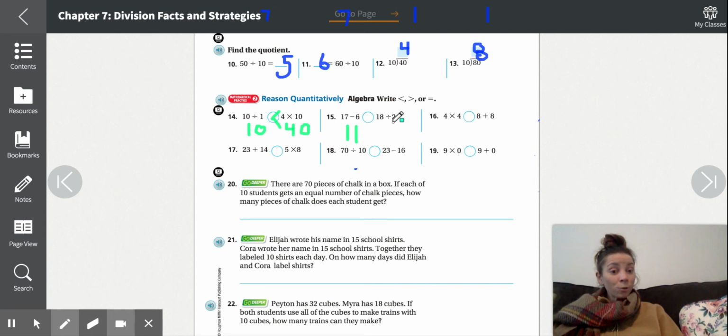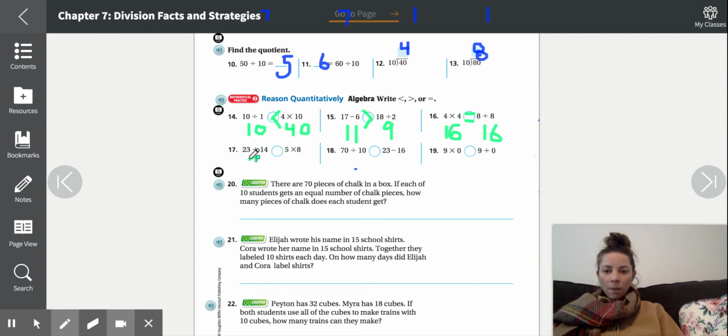Ooh, divided by 2 was yesterday's lesson. Do you remember how you split the 18 in half? What's the double that equals 18? Well, 5 plus 5 is not 18. 6 plus 6 is not 18. 9 plus 9 is 18. So 11 is greater. Okay, 4 times 4. If you know your multiplication facts by memory, you've got that one down to 16. And 8 plus 8 is also 16. So that one's equal.